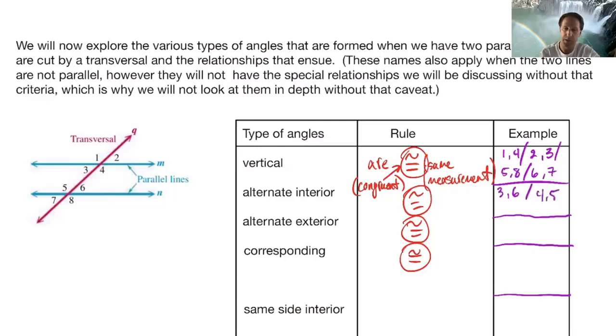Now when we look at alternate exterior, we're still alternating the transversal line from one side to the other, but exterior meaning we're looking on the exterior or outside of the parallel lines. So in this case, we're looking at angle 1 and alternating over to angle 8. And if you notice, those obtuse angles appear to be the same. So angles 1 and 8 would be a pair, as would 2 and 7. And again, those are called acute angles because they're definitely less than 90.